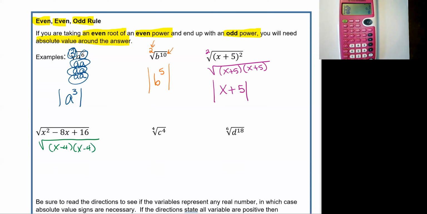And now this is just like the previous example. We're taking the square root of a perfect square. So our answer is just the radicand, because we have 2 of the same factors.